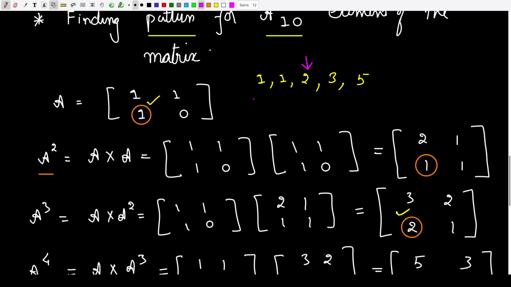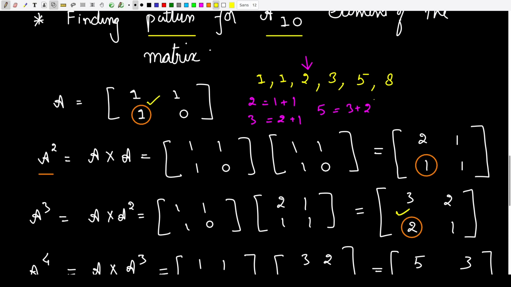So let me write it down. 2 equals 1 plus 1. 3 equals 2 plus 1. Similarly, 5 equals 3 plus 2. And if this pattern holds, then the next element, as we can predict, should be 8.